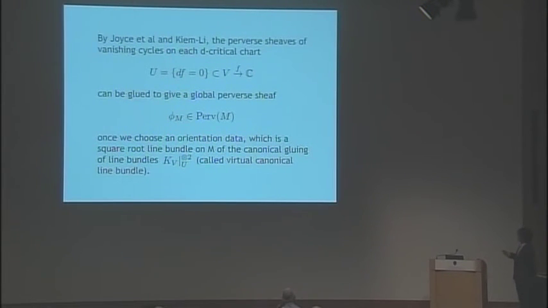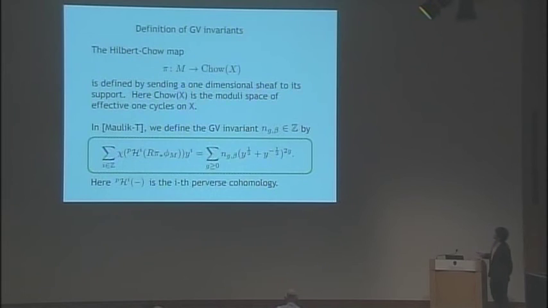So locally, we have a line bundle on U given by the square of the usual canonical bundle on V, and the existence of the critical structure implies that these local line bundles glue together to give a global line bundle that is called the virtual canonical line bundle. And the orientation data is a choice of a square root of such a line bundle. So this is the proposed definition.